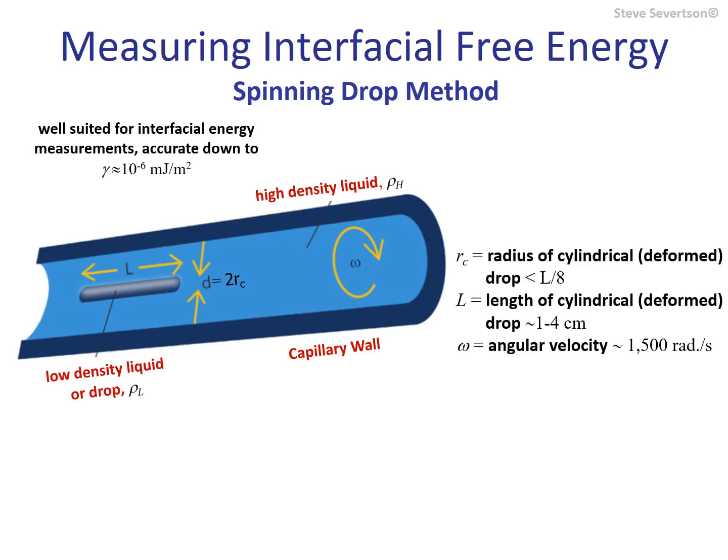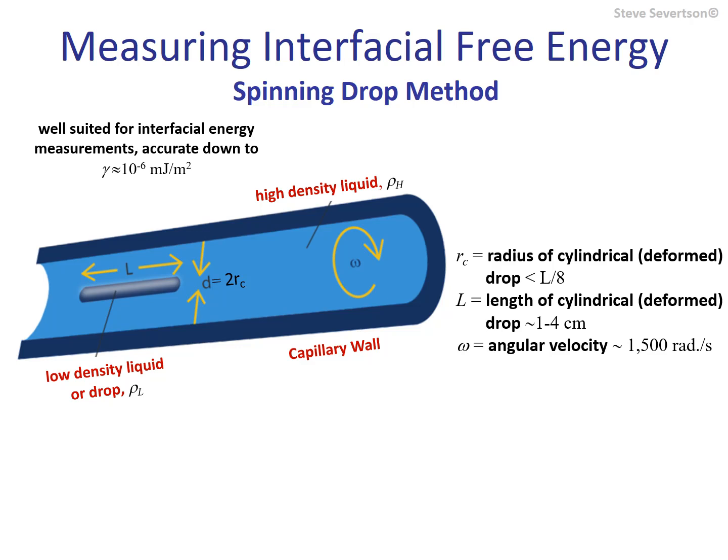Before leaving the topic of interfacial free energy, let's review a convenient method for measuring it. The spinning drop technique is accurate down to about 10 to the negative 6 millijoules per meter squared, and it's a technique that's useful for systems such as microemulsions, which we'll talk about later on. Now, the early equipment was restricted to such applications due to limitations in the angular velocity. However, modern equipment allows for angular velocities greater than 1500 radians per second and is useful for surface and interfacial free energies up to about 50 millijoules per meter squared.